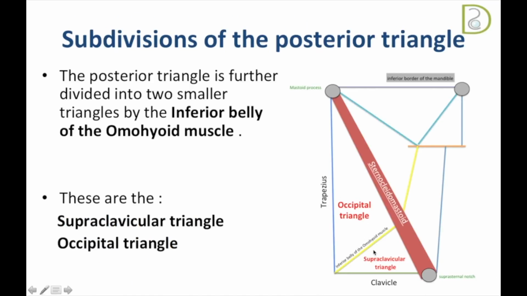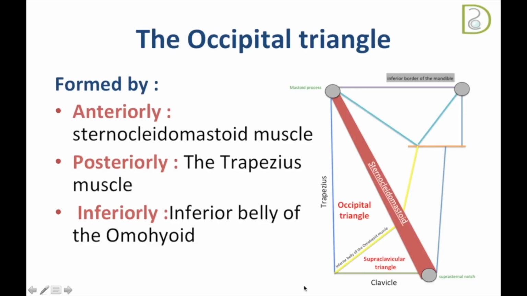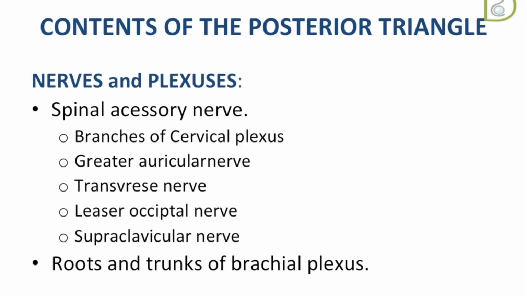The posterior triangle is further divided into two smaller triangles by the inferior belly of the omohyoid muscle: the supraclavicular triangle, and also, as you can see here, the occipital triangle, which is bigger than the supraclavicular. The supraclavicular triangle is formed anteriorly by the sternocleidomastoid muscle, posteriorly by the inferior belly of omohyoid, and inferiorly by the clavicle. The occipital triangle is formed by the sternocleidomastoid muscle anteriorly, the trapezius muscle posteriorly, and inferiorly by the inferior belly of omohyoid.